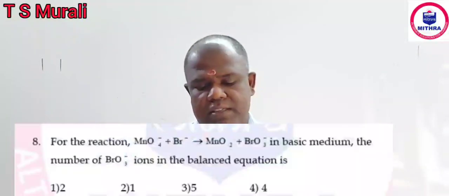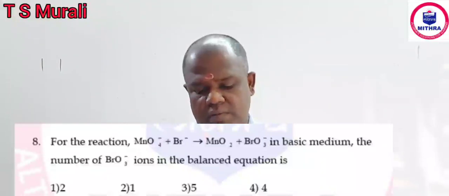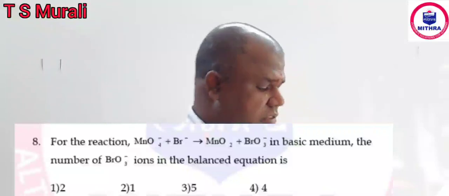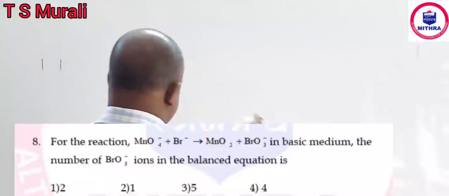Question number 8. MnO4 minus plus Br minus gives MnO2 plus BrO3 minus in basic medium. The number of moles of BrO3 minus in the balanced equation. We can verify it. MnO4 minus plus Br minus.